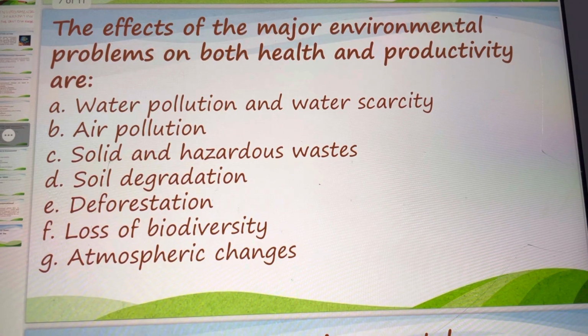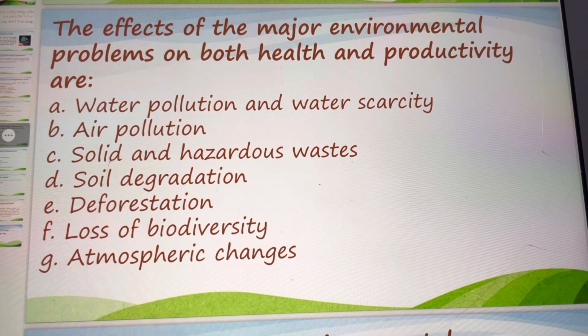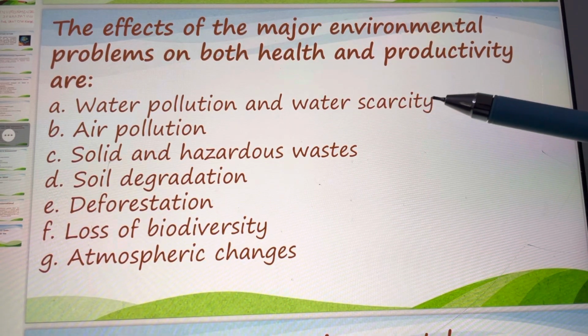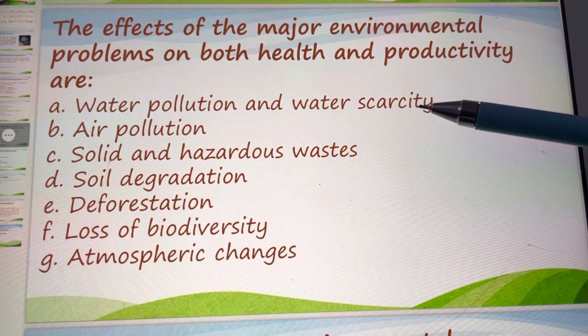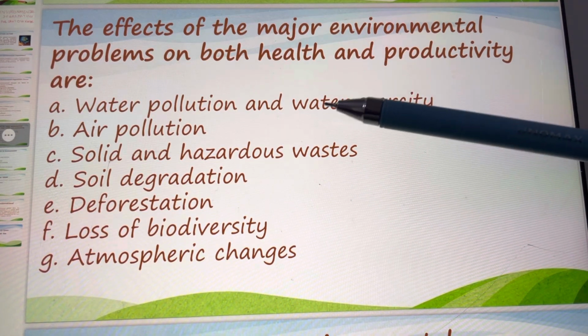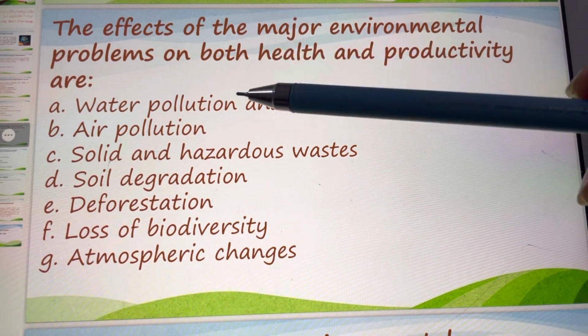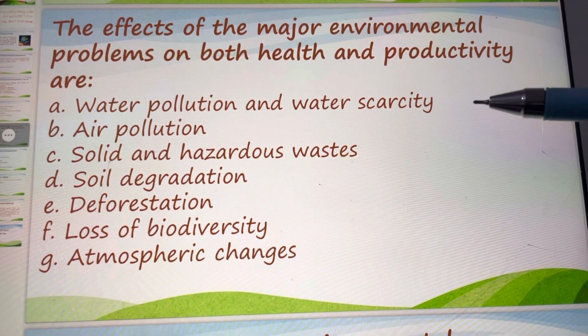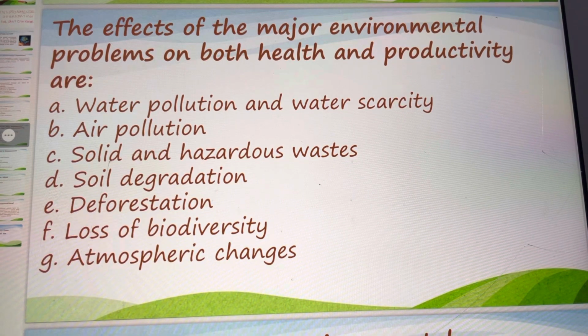Now, we will see the effects of major environmental problems on health and productivity. What major problems is the human population facing in the environment? Water pollution and water scarcity. Specifically in the agriculture sector, more and more area is used for rice, which requires more water, and that is creating the water scarcity problem. Water pollution also deteriorates the health of the people. This is the biggest problem people can face.